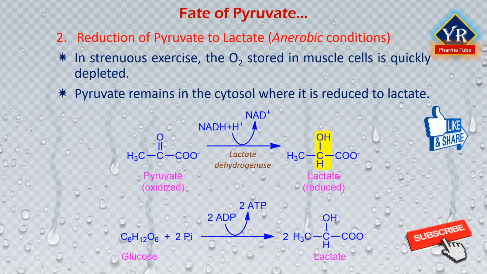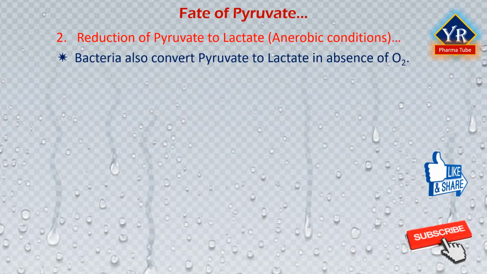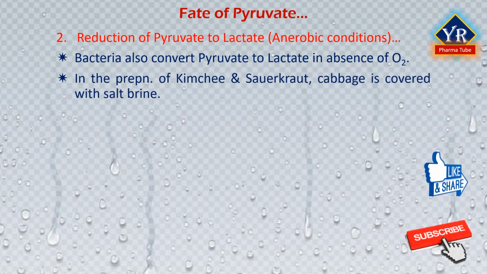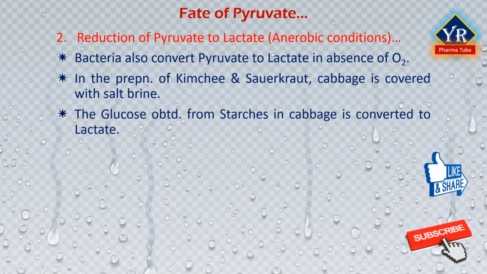After exercise, a person continues to breathe rapidly to repay the oxygen debt incurred during exercise. Most of the lactate is transported to the liver where it is converted back into pyruvate. Bacteria also convert pyruvate to lactate under anaerobic conditions. In the preparation of kimchi and sauerkraut, cabbage is covered with salt brine. The glucose obtained from the starches in the cabbage is converted to lactate.